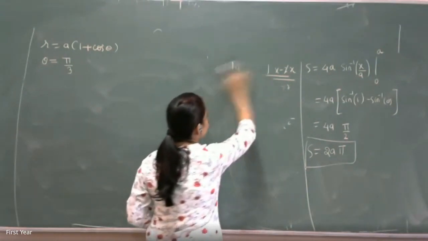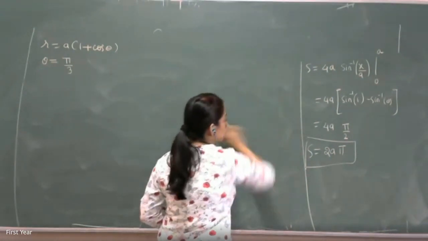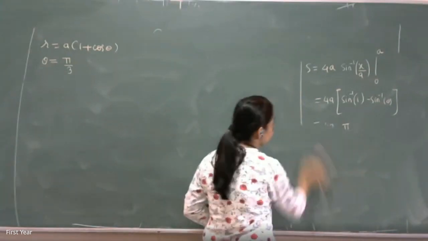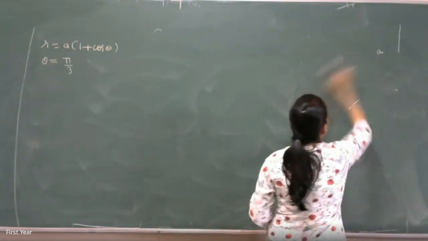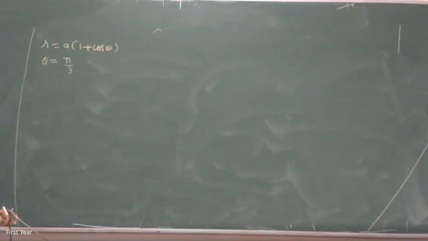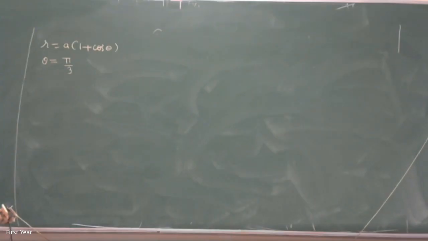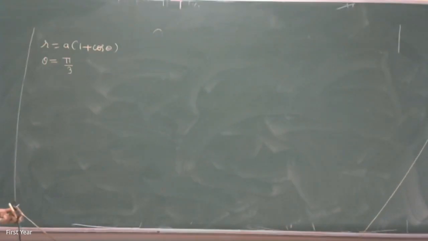Perimeter means length of the curve, correct? Yes or no? Yes, ma'am. You have to find the value of the perimeter. No, no, I think you told the value. No. Perimeter, that we will find out.